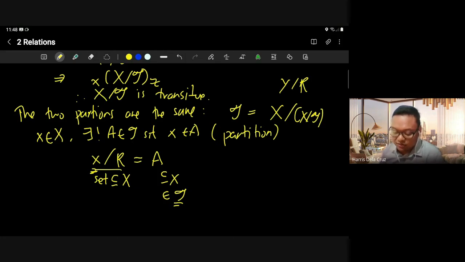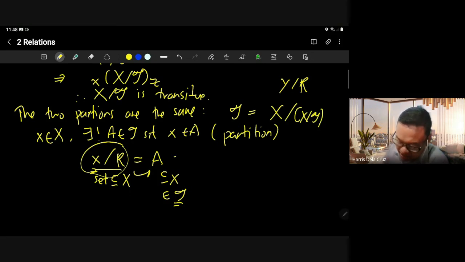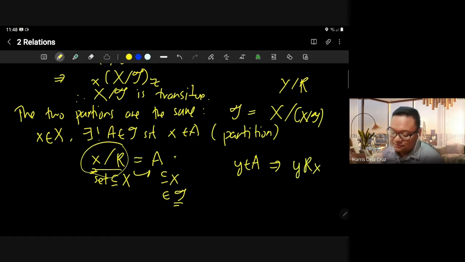Yan. So ultimately, kahit anong element nito ay member lang ni A. Kahit anong laman nito. On the other hand, lahat ng laman ni A ay X-related. 'Di ba? For any Y element na A, lahat 'yon X-related. Lahat 'yon ay YRX. Bakit? Kasi nga ang definition nung R natin ay lahat nung belonging to the same set, magkaka-related. Okay? So, lahat ng laman ni A ay related kay X.